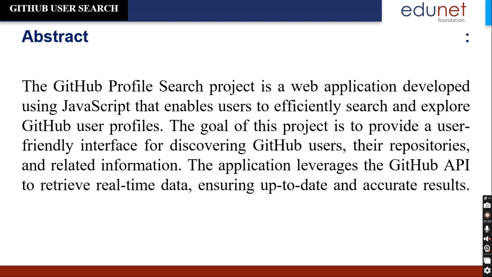Abstract. The GitHub profile search project is a web application developed using JavaScript that enables users to efficiently search and explore the GitHub user profiles. The goal of this project is to provide a user-friendly interface for discovering GitHub users, their repositories, and related information. The application uses the GitHub API to retrieve real-time data, ensuring up-to-date and accurate results.